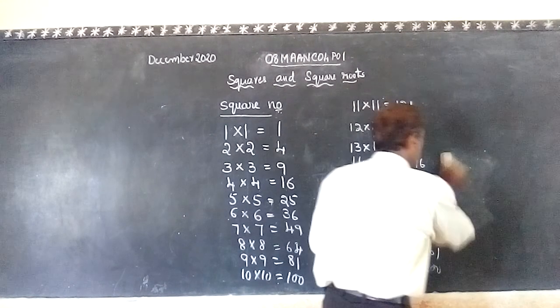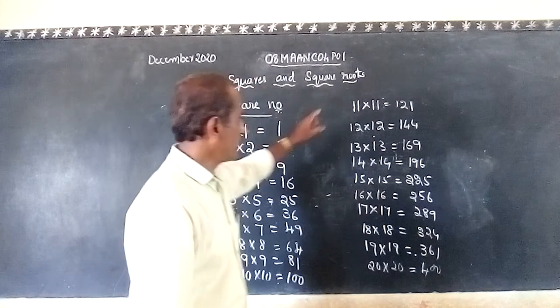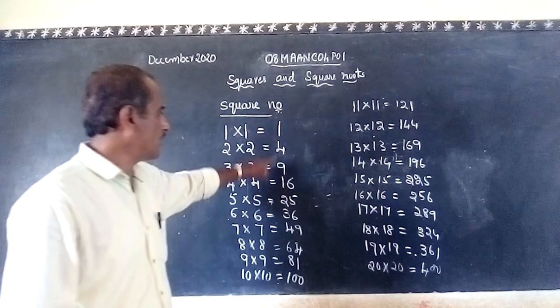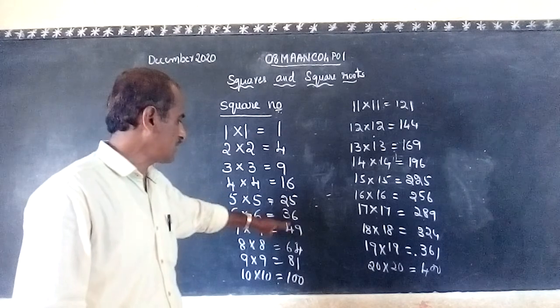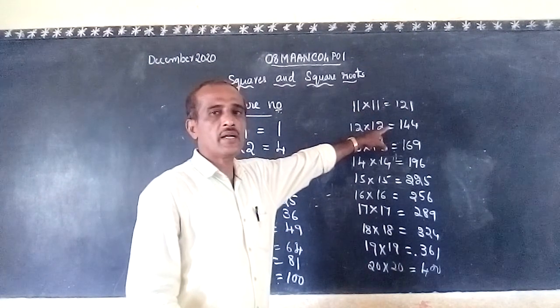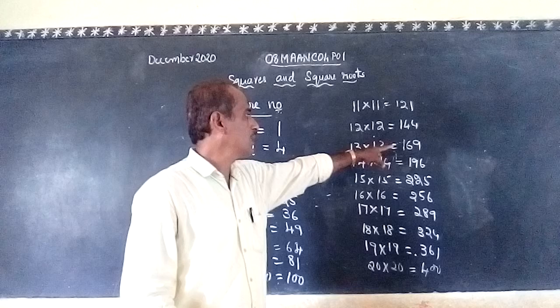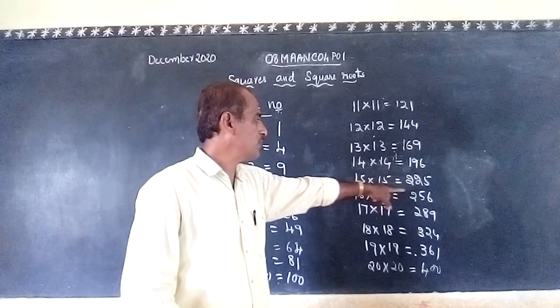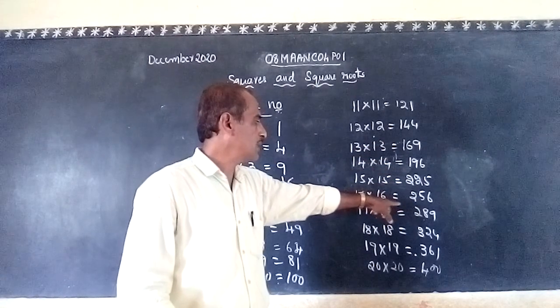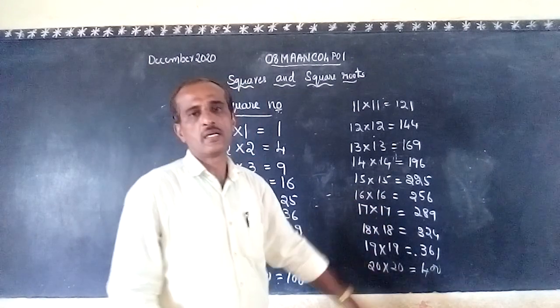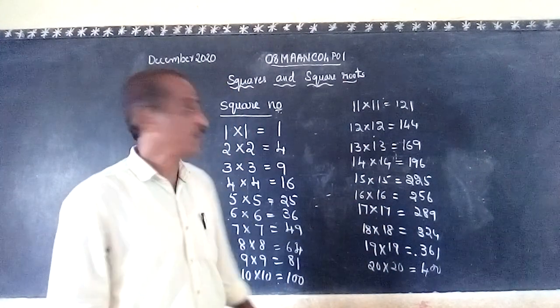Now observe all these perfect squares. These are the first 20 perfect squares: 1, 4, 9, 16, 25, 36, 49, 64, 81, 100, 121, 144, 169, 196, 225, 256, 289, 324, 361, 400.